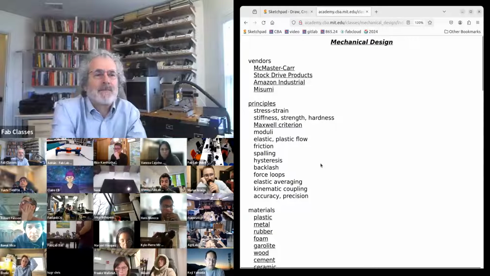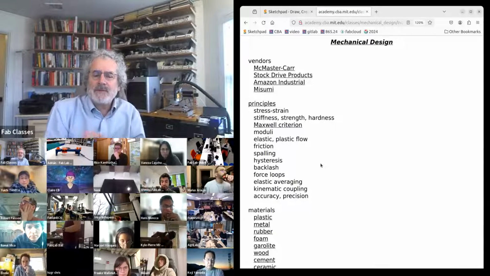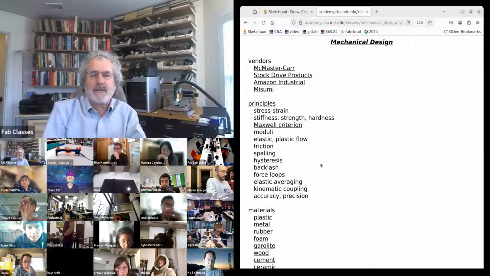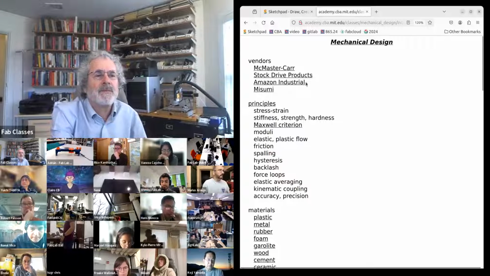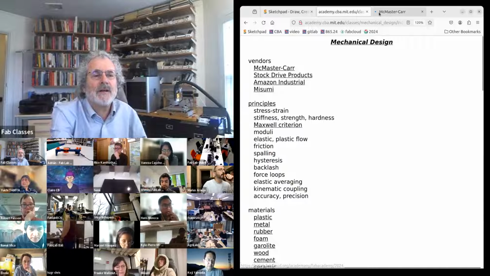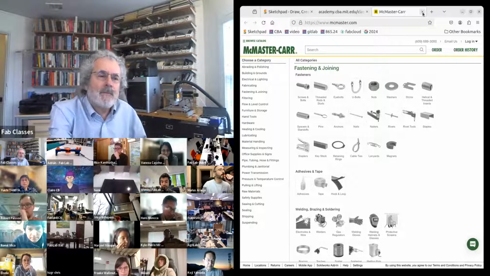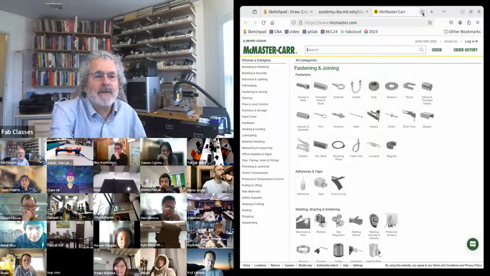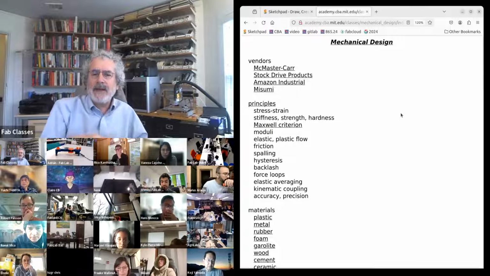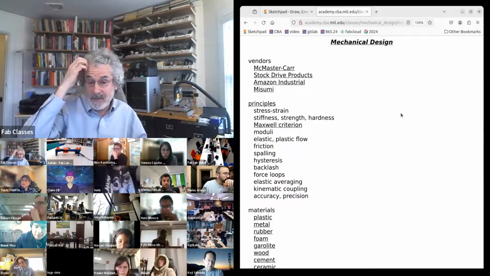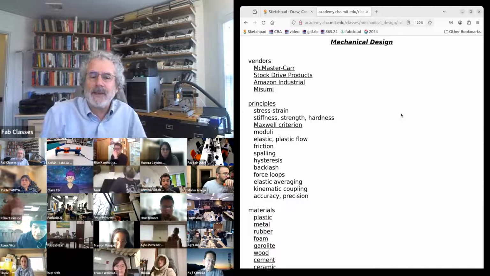So, mechanical design. This first part of the class isn't about the active parts. This is just about the mechanisms. So first, a few vendors. In the US, McMaster-Carr makes all the parts I'll be talking about. It's convenient to buy from them. You can generally buy stuff cheaper, more directly, but it's convenient to buy from them for the integration.